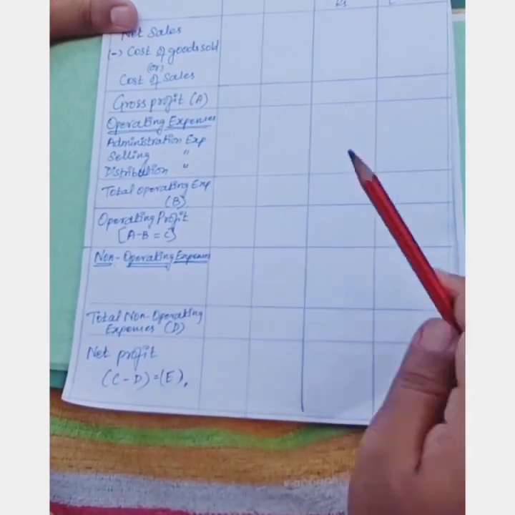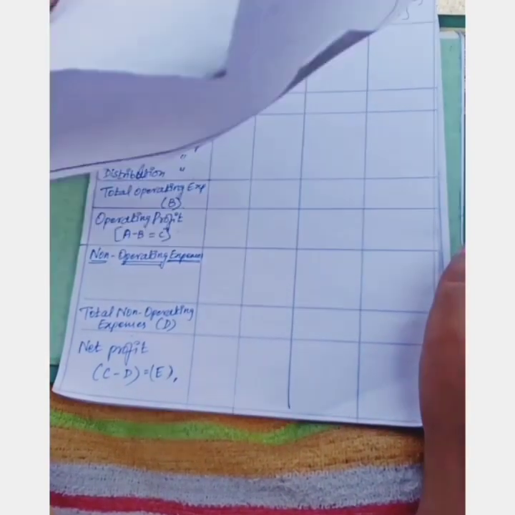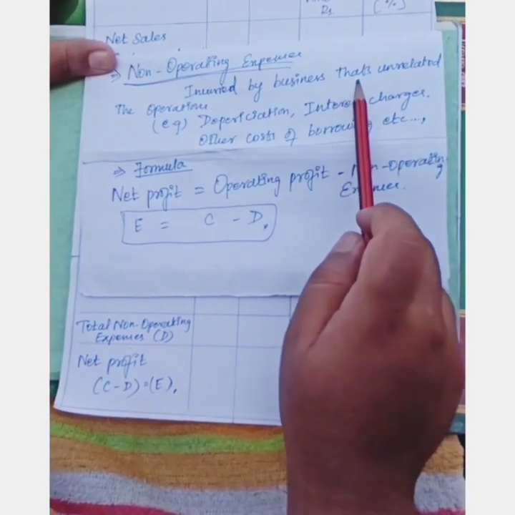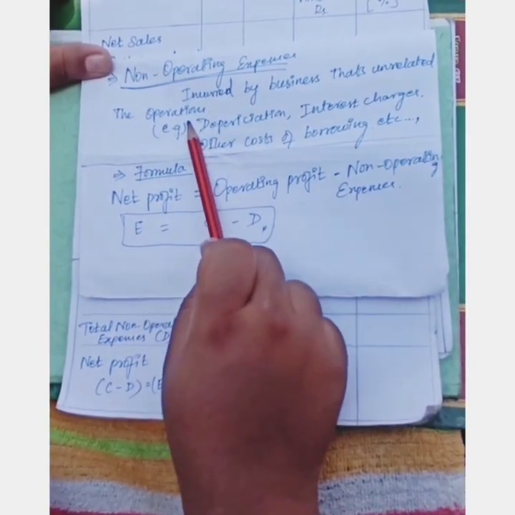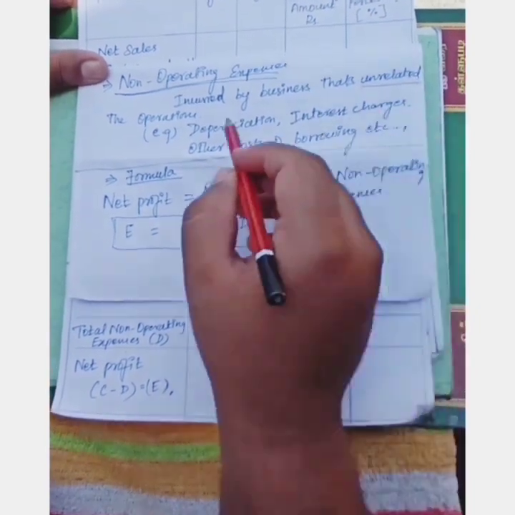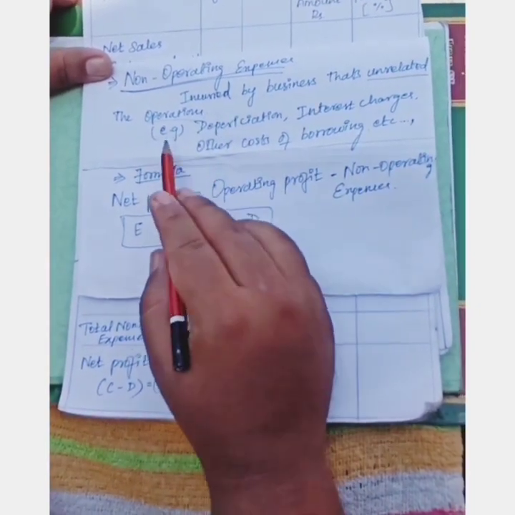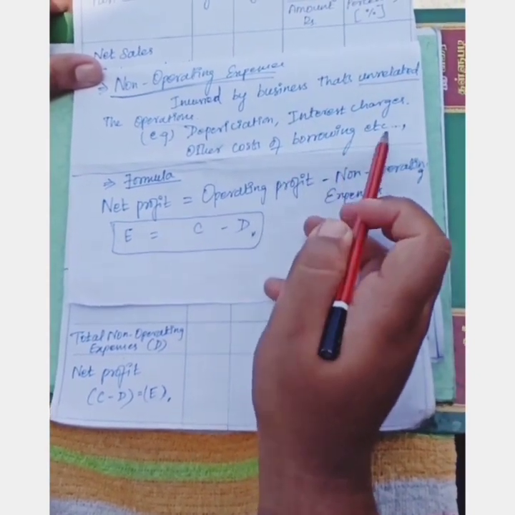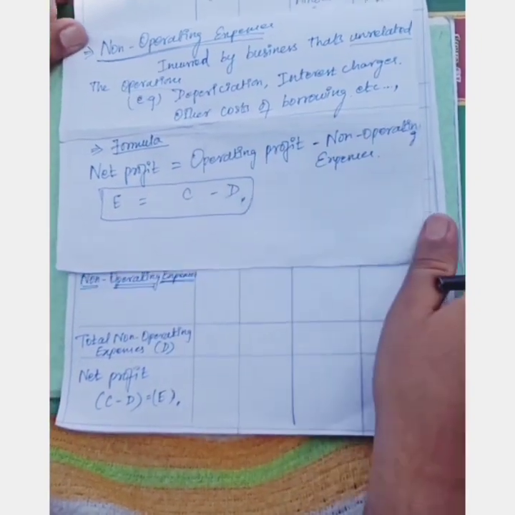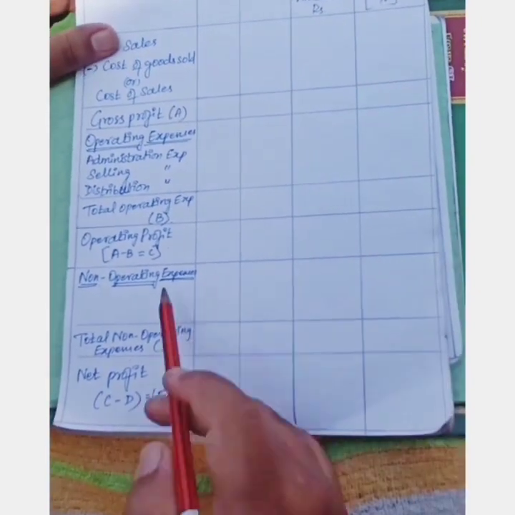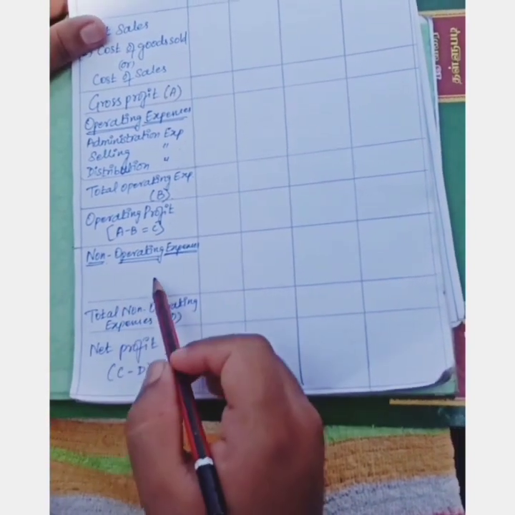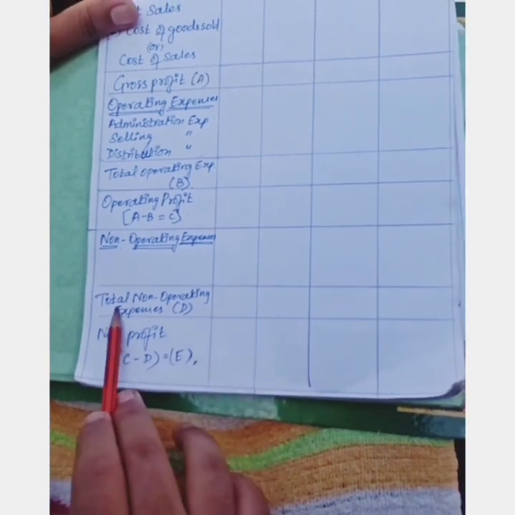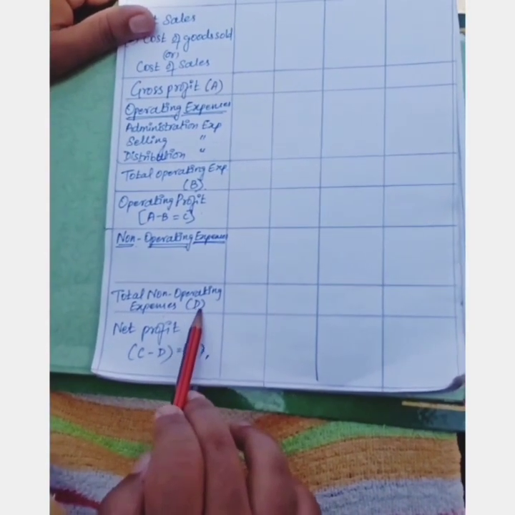Now I move on to non-operating expenses. Non-operating expenses are expenses incurred by the business that are unrelated to operations, such as production. Examples are depreciation, interest charges, other costs of borrowings, etc. These are the non-operating expenses. Now in the question, take the sum of these items to get total non-operating expenses, which I mention as D.